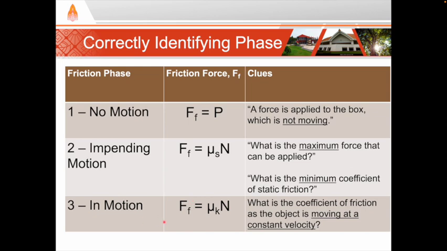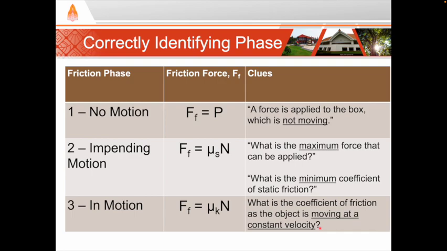And in phase 3, which is in motion, it means that the friction force is equal to the normal force times the kinetic coefficient, μk. The key to recognizing this kind of problem is that it will say that the object is moving at a constant velocity. For example, what is the coefficient of friction to keep the velocity constant?